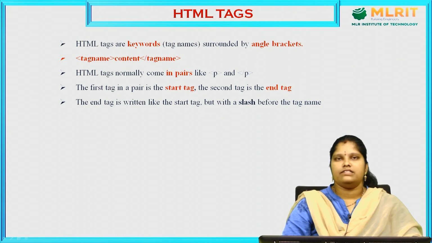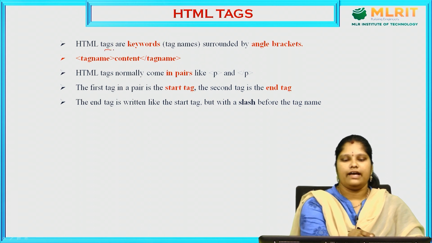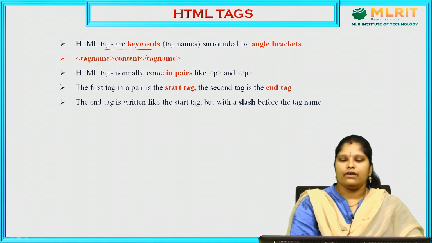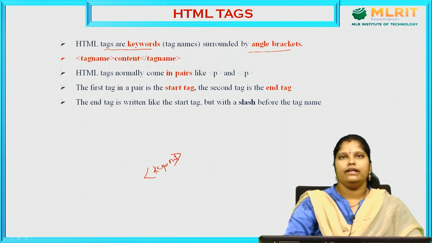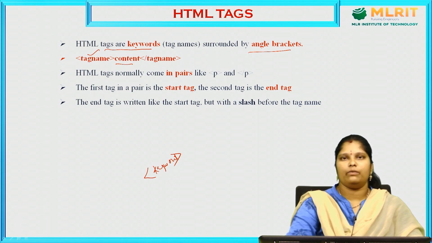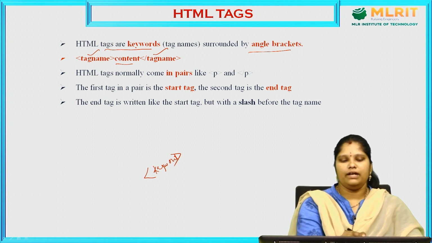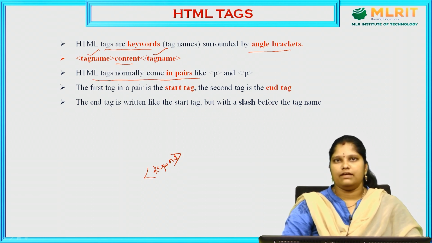What is a tag? An HTML tag is a keyword, right. We already discussed that an HTML tag is a keyword surrounded by angular brackets, the less than and greater than symbols, right. You have to write the keyword in between the less than and greater than symbols. This is the tag name and content, whatever the content, and this is the ending tag, right. HTML tags normally come in pairs, right. If you open any tag, you have to close the tag with the forward slash, right.